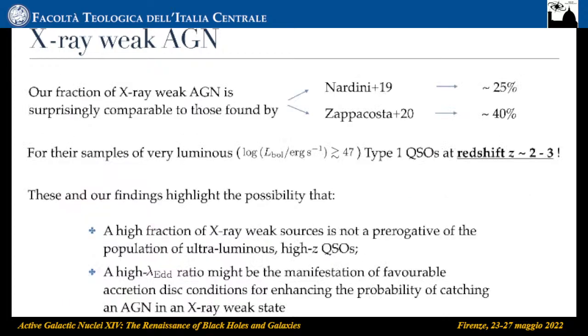Another interesting thing is that this fraction of weak sources is similar to those found by both Nardini et al. in 2019 and Zappacosta et al. in 2020, but there is a main difference here, because their samples mainly comprise hyperluminous quasars at high redshift, around 2 or 3. That's much higher than that of our sources. And all of this may point towards 2 indications. The first one is that maybe we do not need to go that deep in redshift to recover a similar fraction of X-ray weak sources. And the second is that probably a high Eddington ratio might favor some accretion disk conditions that enhance the probability to catch an AGN in an X-ray weak state.